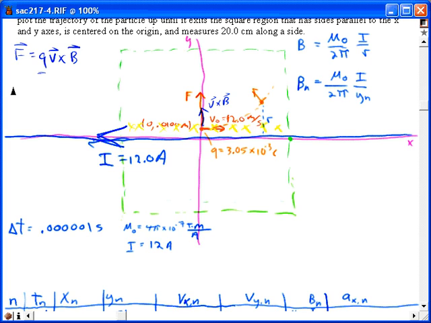Let's see, we've got to figure out what the force is. The force is qv cross B. Let's go ahead and copy that down right here, and from that we'll be getting the acceleration. So the force is qv cross B.